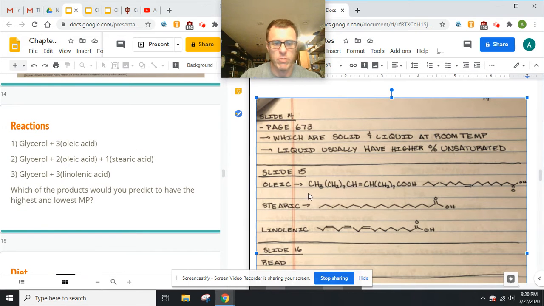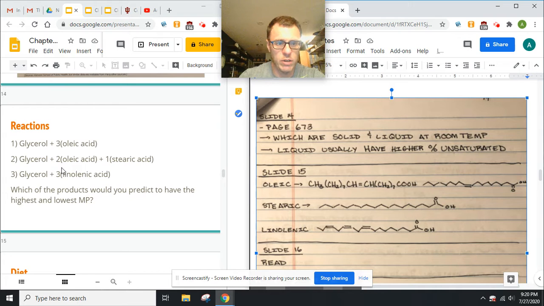So we can start talking about reactions here. You guys can draw these. I've given you the structure for oleic, stearic, and linolenic acid. And you can combine those with glycerol. And if we did that, I could ask which of these products is going to have the lowest or highest melting point? All you have to really do is talk about how many double bonds there are.